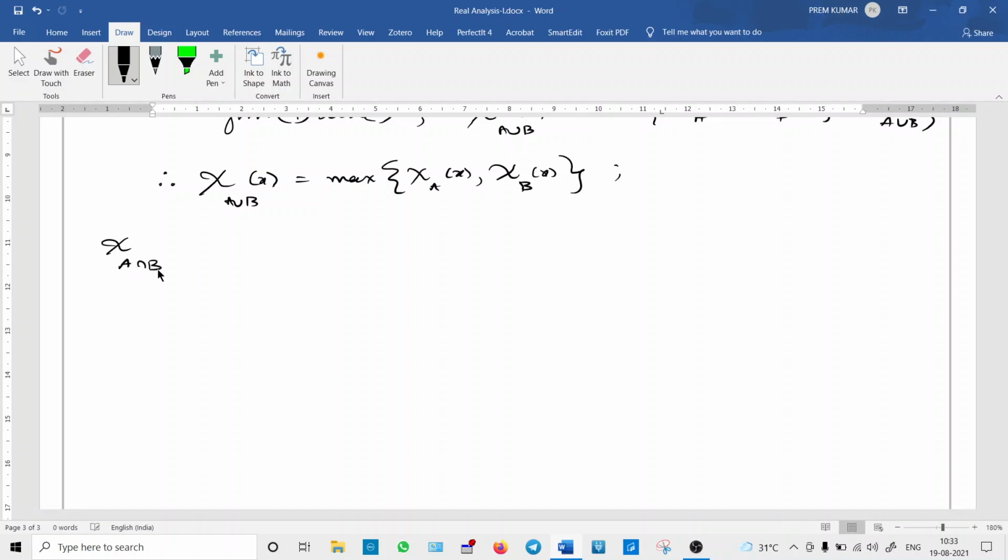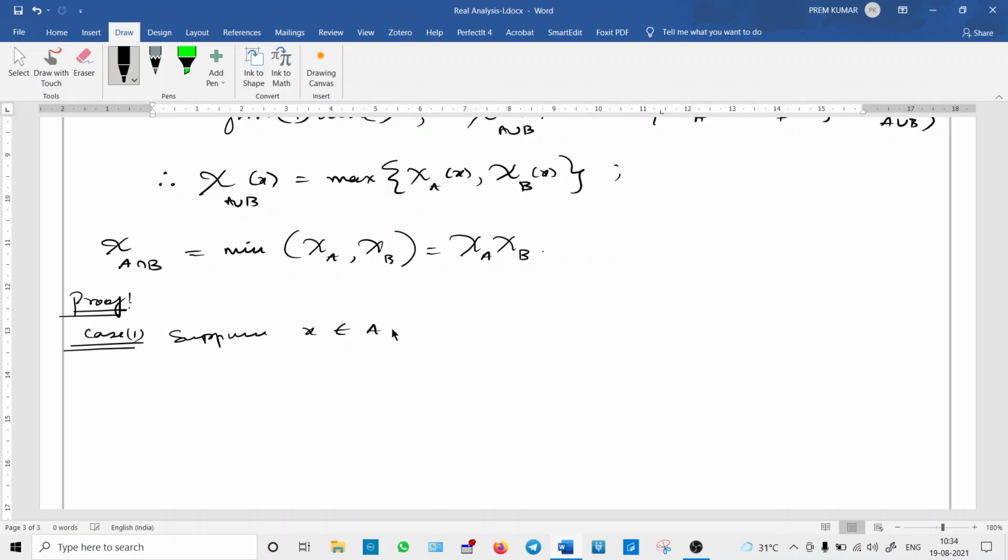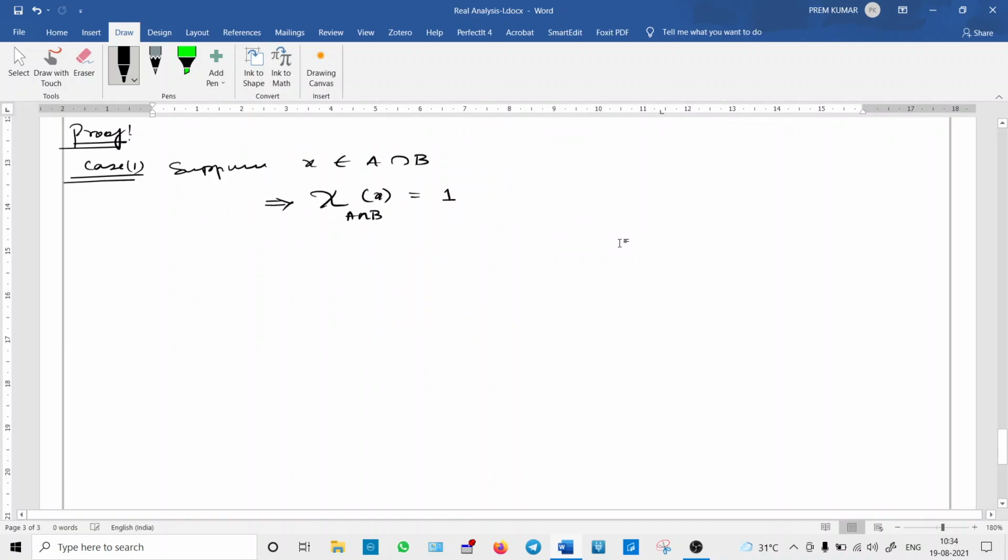Now the second one: chi A intersection B equals the minimum of chi A comma chi B, and this is nothing but chi A into chi B. Again we are going to consider two cases. Case 1: suppose my x belongs to A intersection B. Clearly, if x belongs to A intersection B, the characteristic function of A intersection B evaluated at x equals 1. I name this the first result.